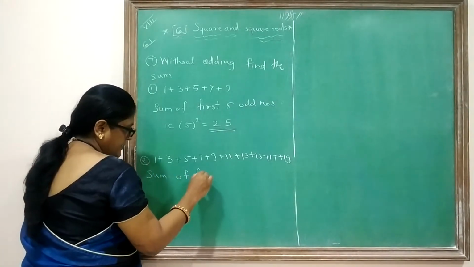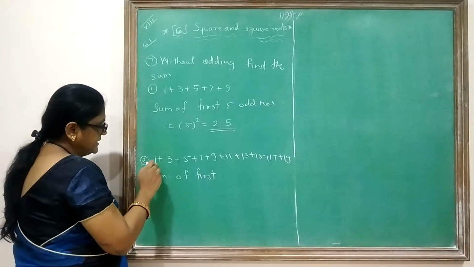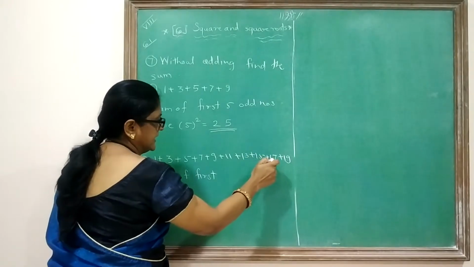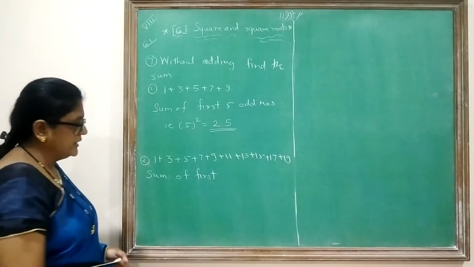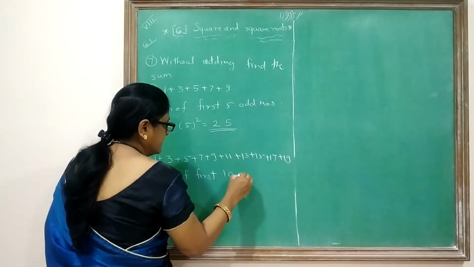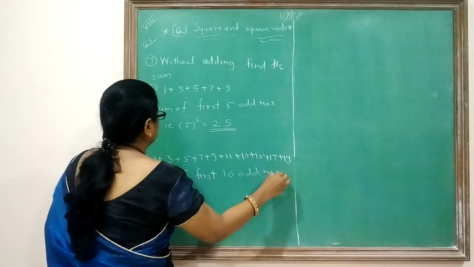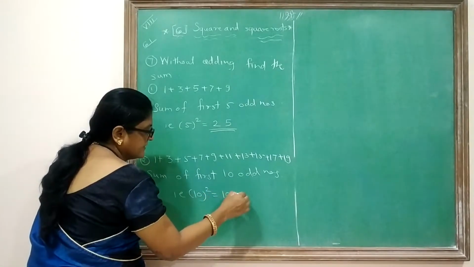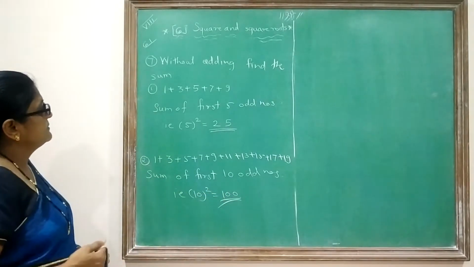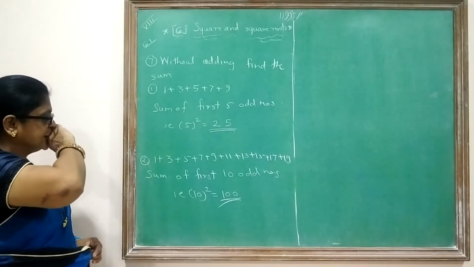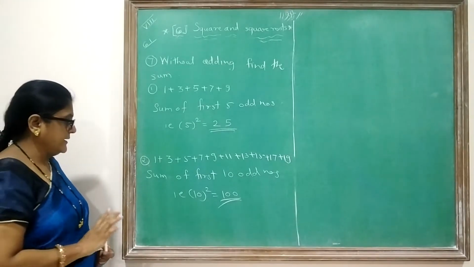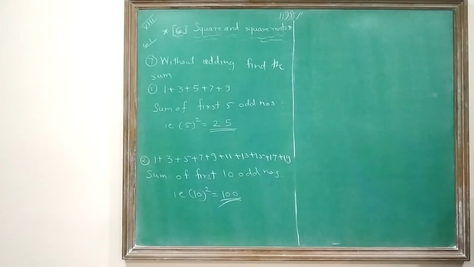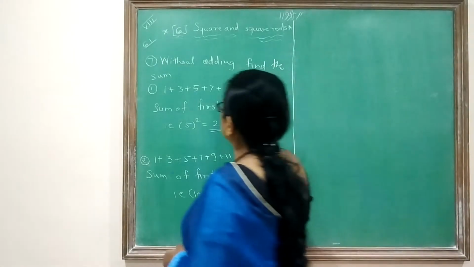Here also you will write sum of first, how many numbers are present here? 1, 2, 3, 4, 5, 6, 7, 8, 9, 10. Here the first 10 odd numbers are present. Then sum of 10 odd numbers is 10 square, equal to 100. So without adding, its sum is 100. Then your answer is this. See the next example.